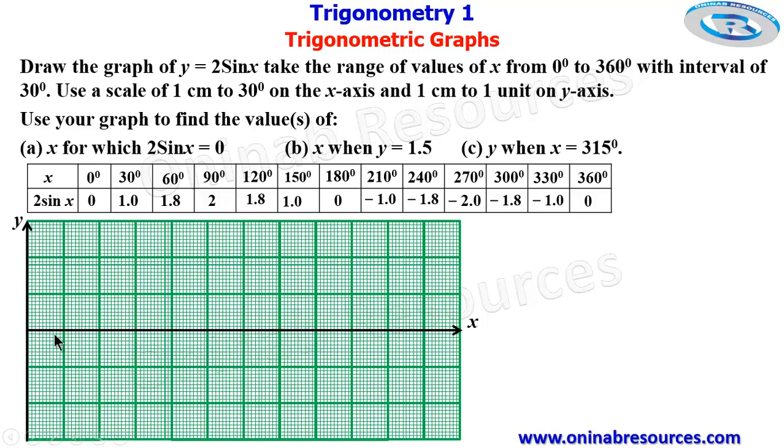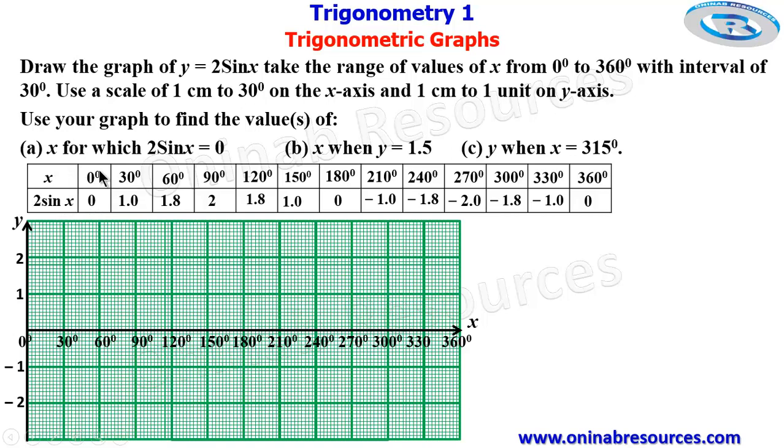Here will be 0, 30, 60. We have 90, 120, 150 up till 360 degrees. 1 centimeter to 1 unit on the y-axis. So up here you have 1, then you have 2. Down here we have negative 1, negative 2. So we are done. We can then plot our points.